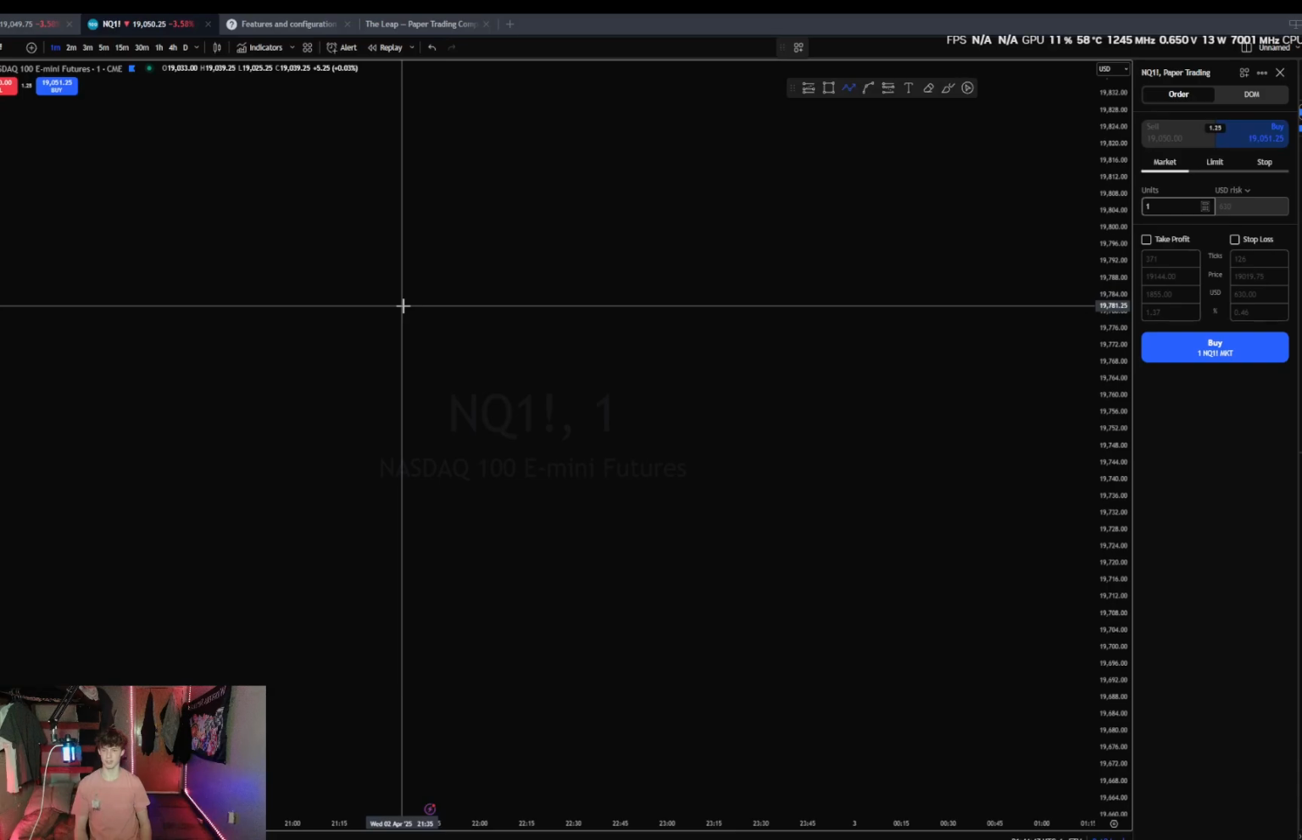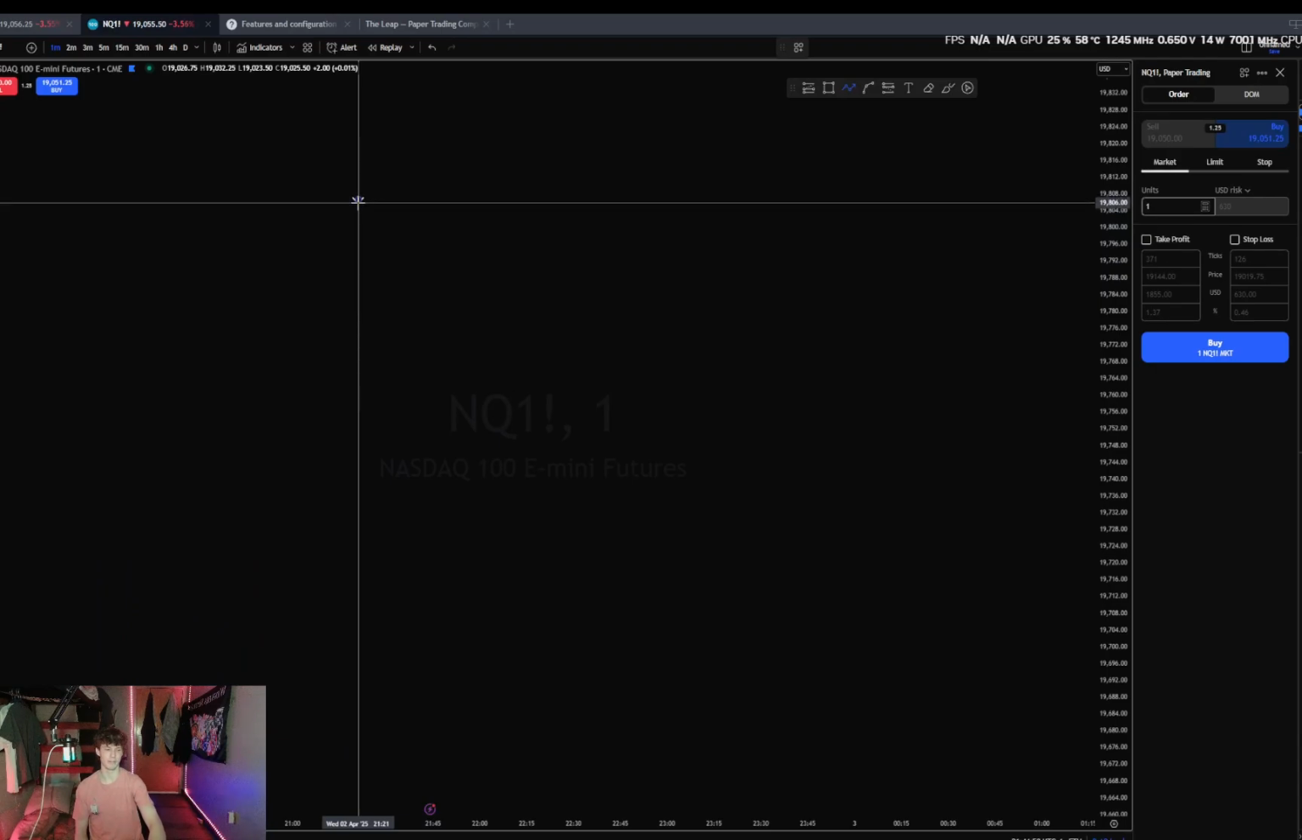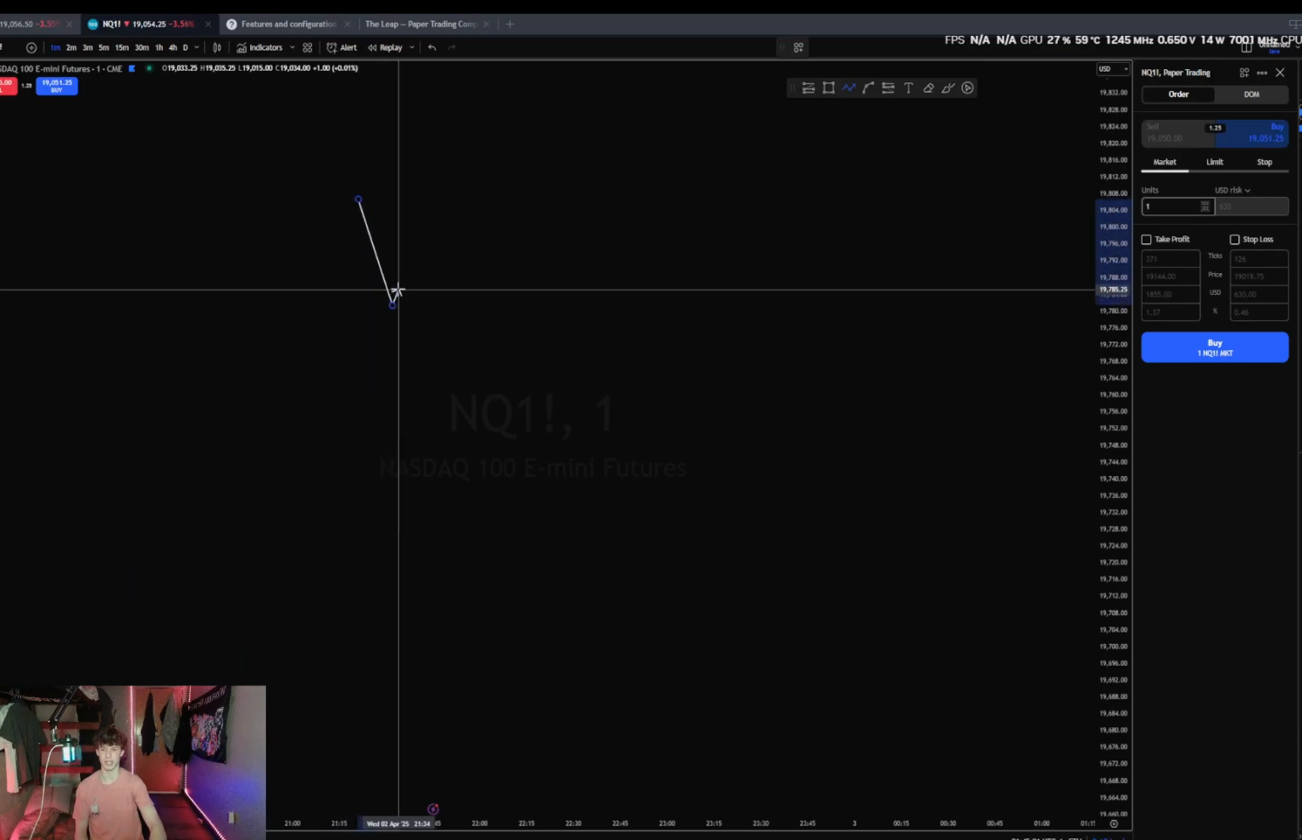Some people like to use breakers, some people use order blocks, some people use both. For me, if a breaker block is more obvious, I'll use that one, right? But here's how you would spot it. You want to see an order block first. You need an order block because a breaker block is going to be a failed order block.